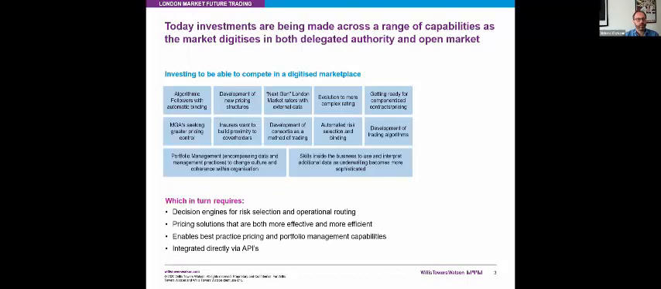What we're finding is that people are increasingly investing, particularly across London market, and we're seeing it in all aspects of London market, including the MGA space. And they're doing it for all sorts of reasons. They're doing it to be able to develop new pricing structures, look at the next generation of rating models, to manage their risk appetite, to automatically select risk and automatically process quotes, process renewals, etc. So therefore, they're using software like ours as a decision engine for risk selection, operational routing, pricing solutions, and so on and so forth.